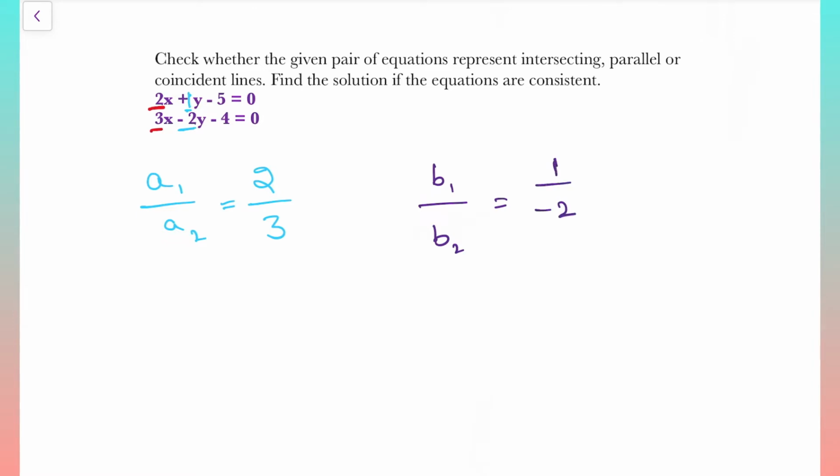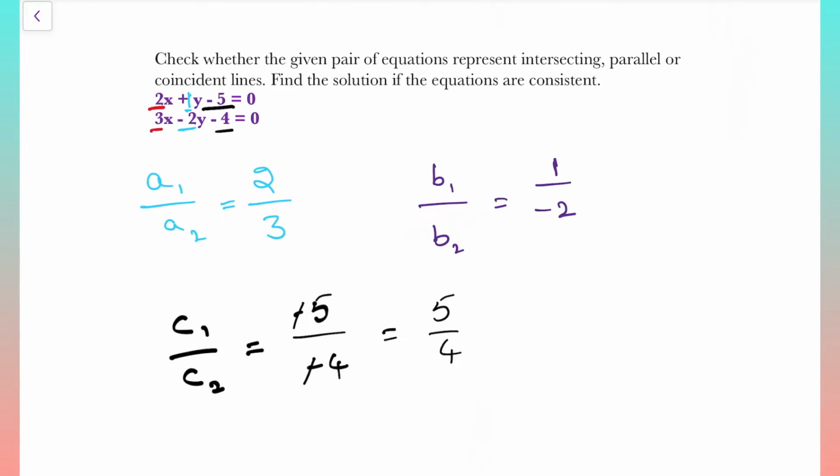Now c1 by c2. So c1 c2 are nothing but constants of the first and second equation. For the first equation, the constant is -5 divided by second equation, the constant is -4. Minus both will get cancelled, so we remain with 5 divided by 4. Now we need to compare whether a1 by a2, b1 by b2, c1 by c2 are equal or not equal or something else. So let us check it out now.